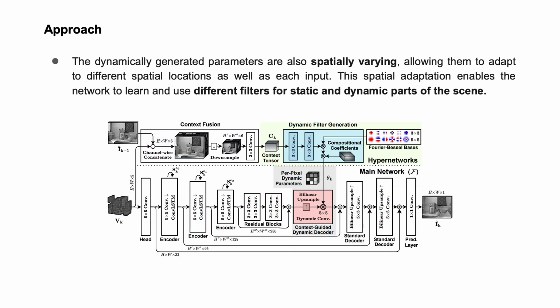The dynamically generated parameters are also spatially varying, such that there exists a separate convolutional kernel for each pixel, allowing them to adapt to different spatial locations as well as each input. This spatial adaptation enables the network to learn and use different filters for static and dynamic parts of the scene, where events are generated at low and high rates, respectively.